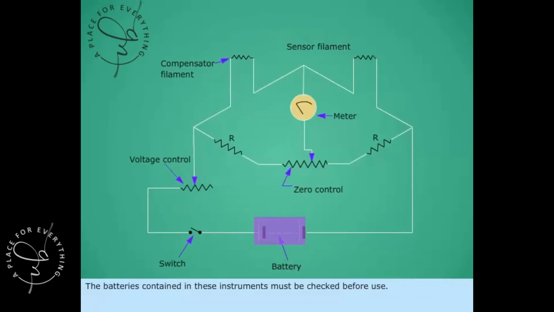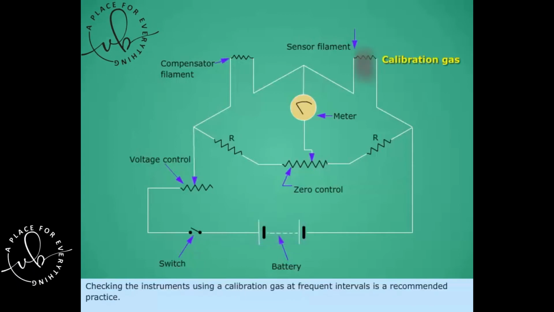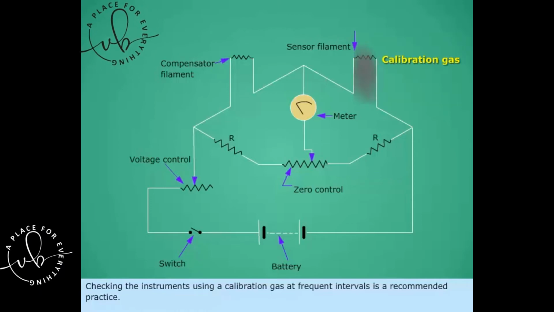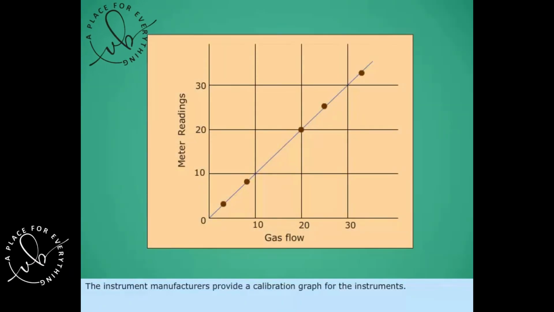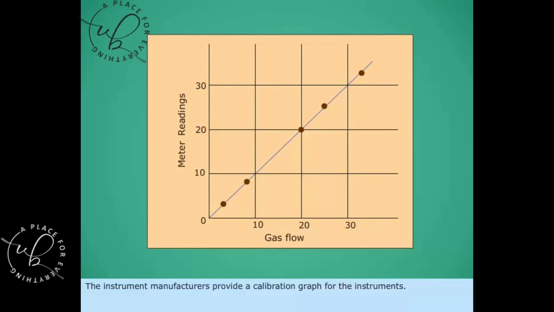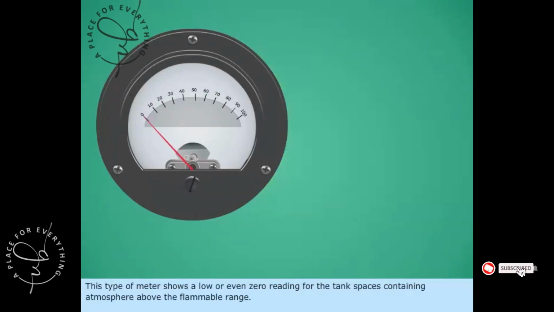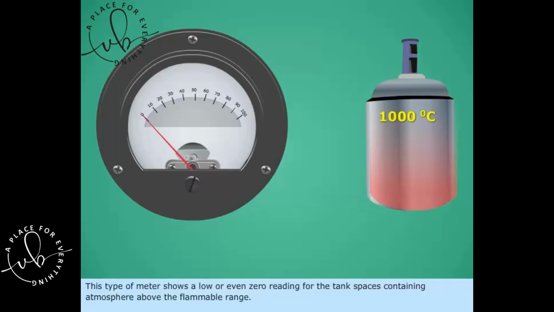The batteries contained in these instruments must be checked before use. Checking the instruments using a calibration gas at frequent intervals is a recommended practice. The instrument manufacturers provide a calibration graph for the instruments. The meter readings should be within the range indicated on the calibration graph. This type of meter shows a low or even zero reading for tank spaces containing an atmosphere above the flammable range.